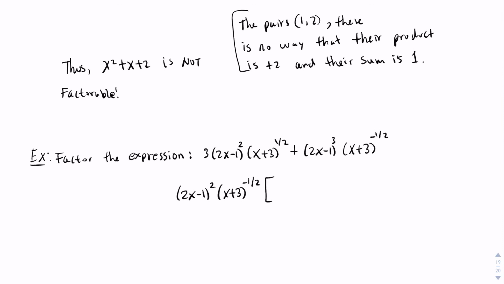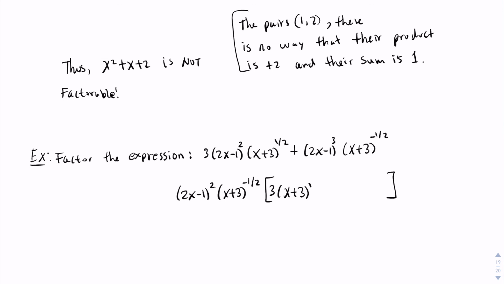What are we going to be left with in here? The 3 will stay there, right? What about 2x minus 1? It will be gone, because you factored all of them. So you have x plus 3 to what power now? To the first power. So you have a 3 there, and x plus 3 to the first power. Why will that work? Because when you multiply this with this, you add the exponents, right? Negative 1/2 plus 1 will give you positive 1/2. So that will work out.